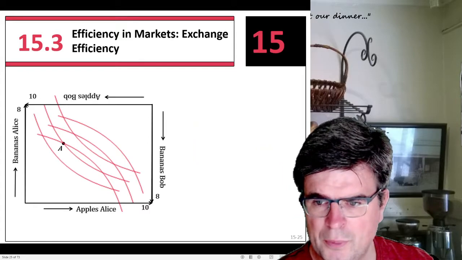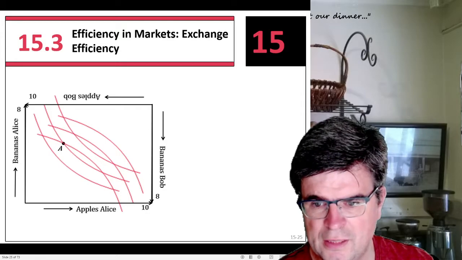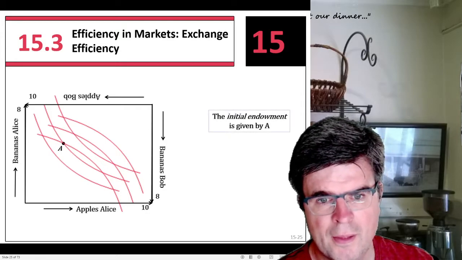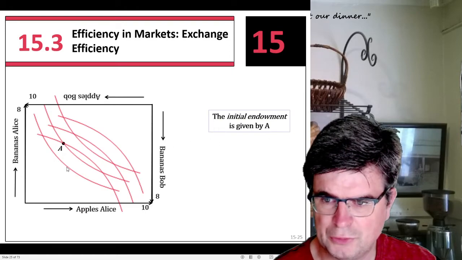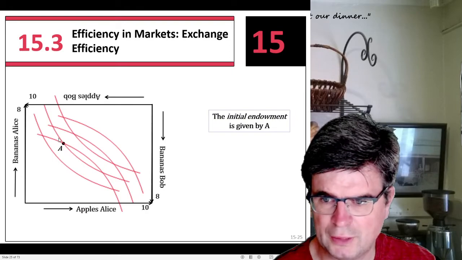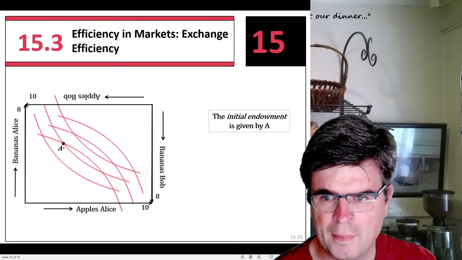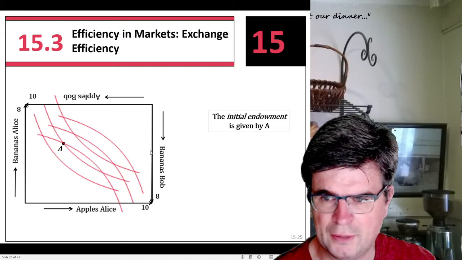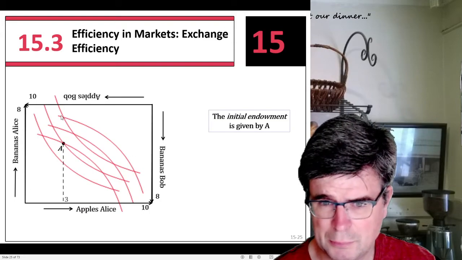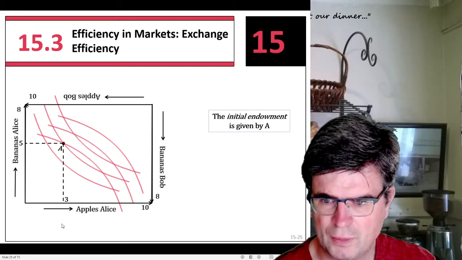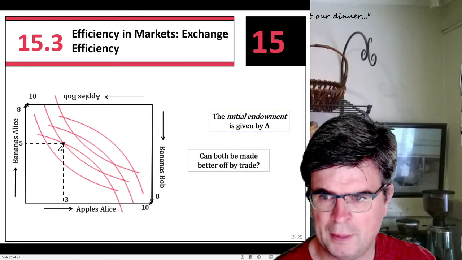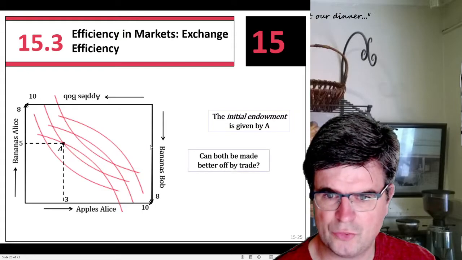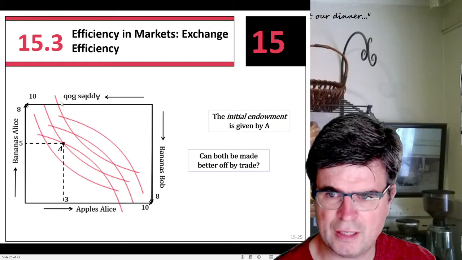So for example, if we take the point A, this is the initial allocation. This is the allocation where Alice starts out with, I think it was 3 apples and 5 bananas. And Bob started out with 3 bananas and then 6 apples. So Alice has 3 apples, 5 bananas, and Bob has the remaining bananas. So he has 3 bananas and he has 7 apples.